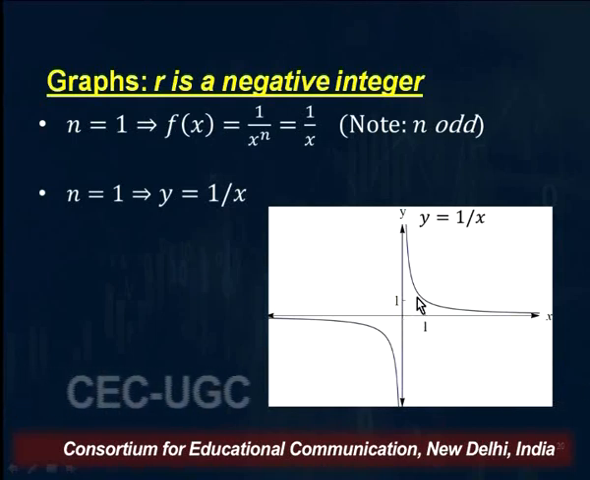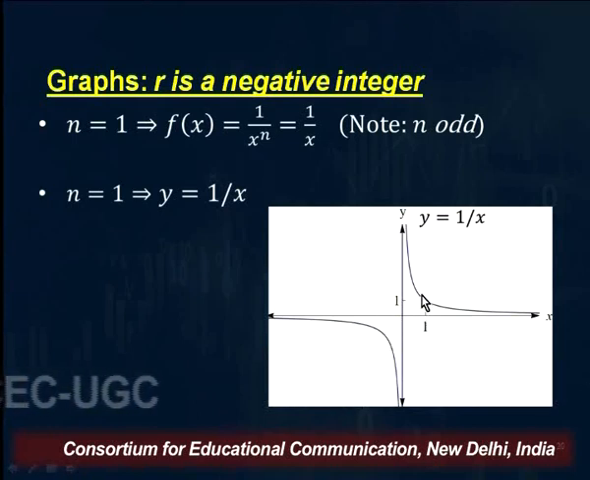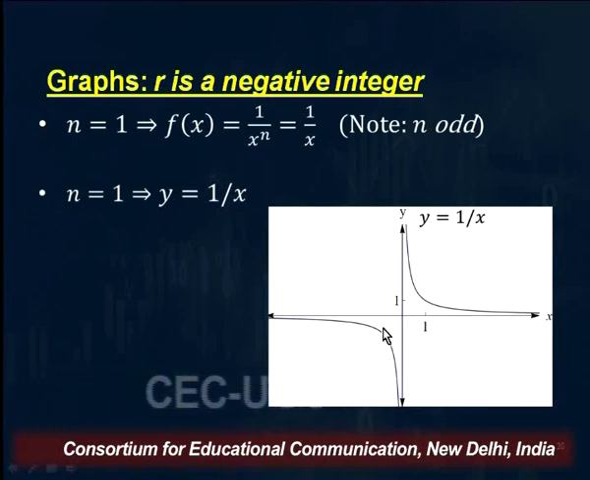Also note here that this is a graph which will pass through 1, 1, right? And we also have symmetry about the origin, because if the point 1, 1 is a part of this graph, then the point minus 1, minus 1 is also a part of this graph. So you have symmetry about the origin.